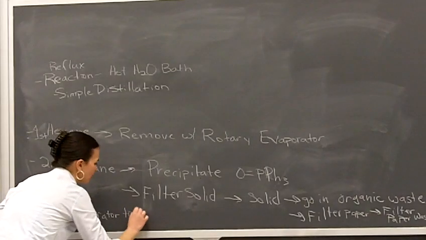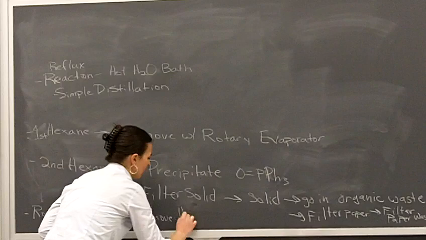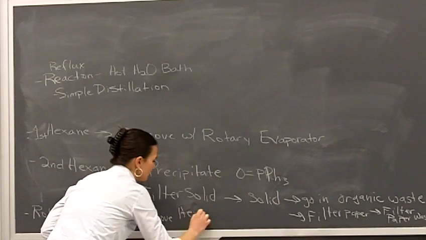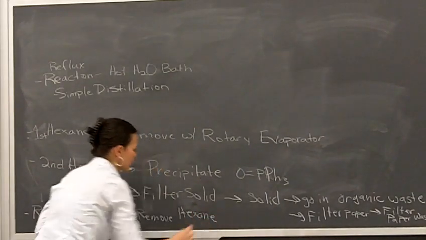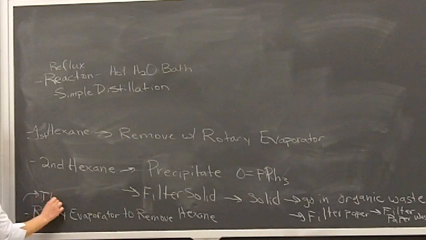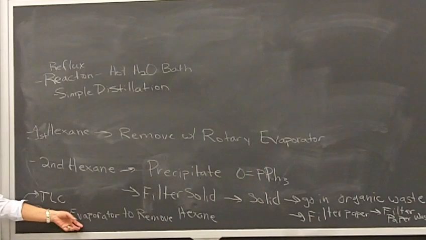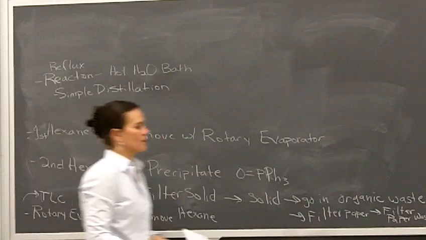Now what you probably want to do before that, okay, is you also have to TLC your reaction mixture. You're going to have a solution at this point. Before you use the rotary evaporator, it's probably a good idea to do the TLC first, okay? So I would spot that solution before you remove all of your hexane, all right?